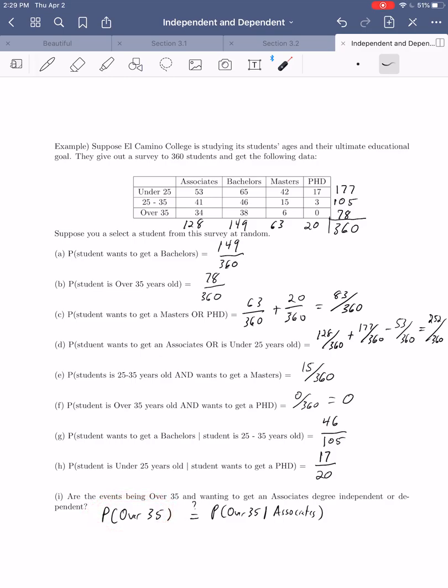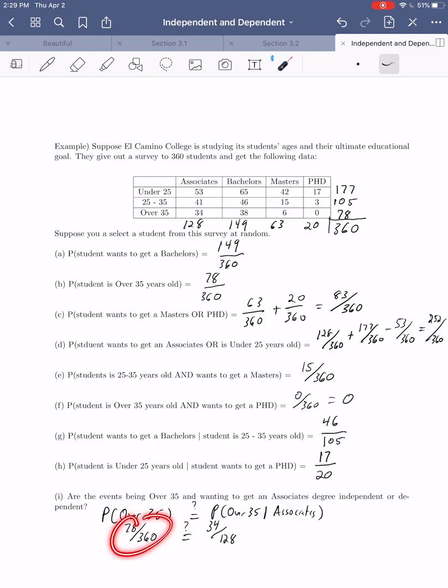What's the probability that somebody is over 35? This has no extra information, so it's going to be out of 360. It would be 78 out of that 360. So over here, we'd have 78 out of 360. And we're asking ourselves, is that the same as being over 35, given that they wanted an associate's? We know that they want an associate's here, so we're in this column. That means it's going to be out of 128. How many of those 128 people were over 35? Well, there were 34 of them. So it would be 34 over 128.